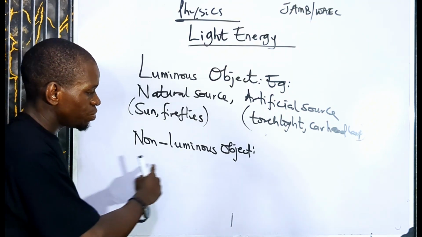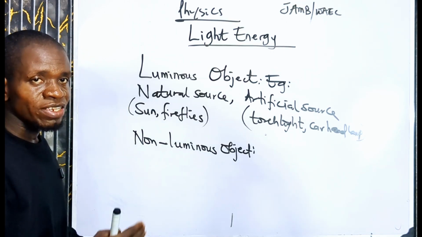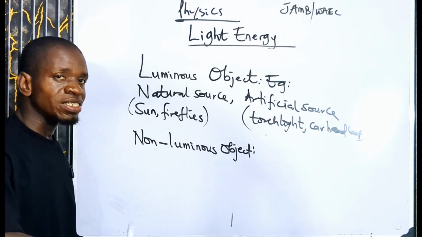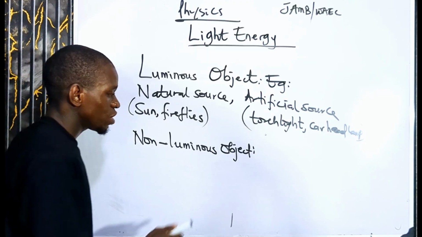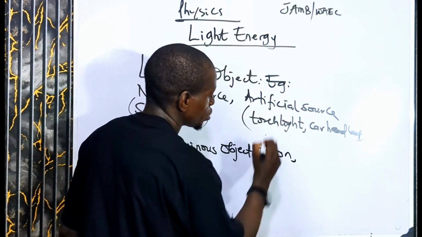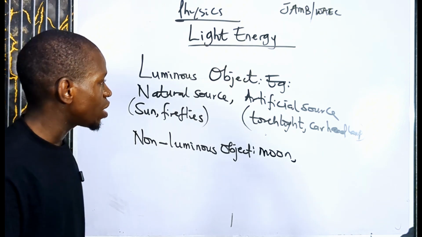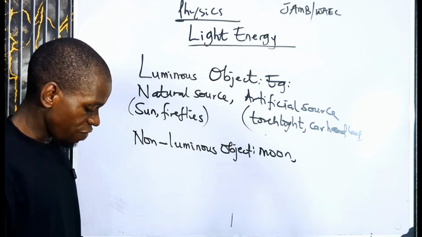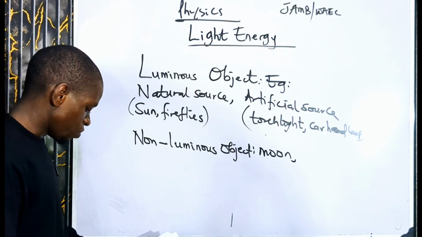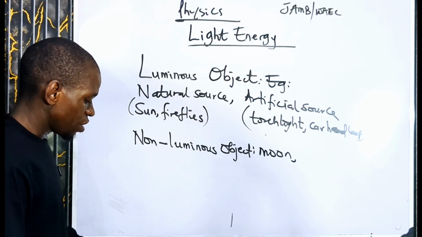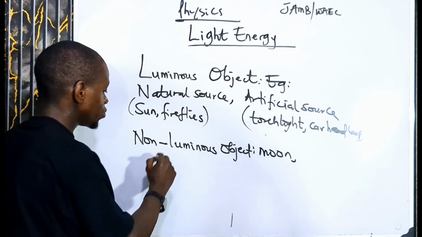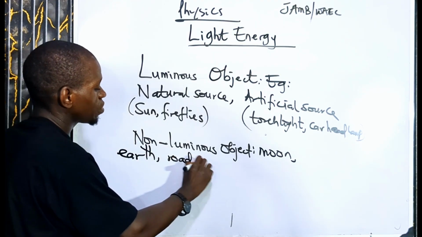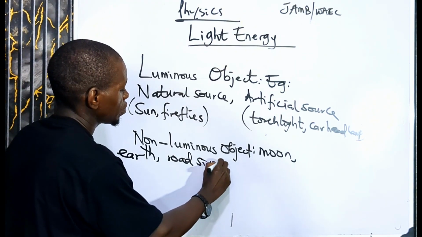Then when you come to non-luminous objects, these objects don't produce light. What exactly do they do? They reflect light. Whenever light falls on them, they reflect that light. Examples include the moon. I told you before that the moon is not an example of a luminous object. It doesn't give out light; rather, it reflects light. Other examples are the Earth and road signs.